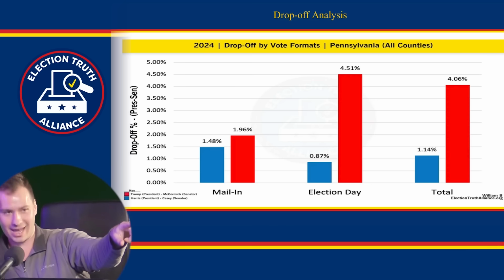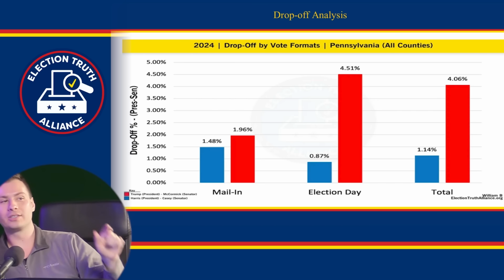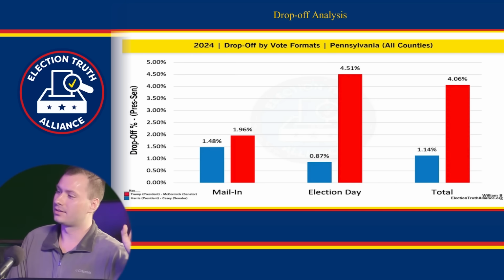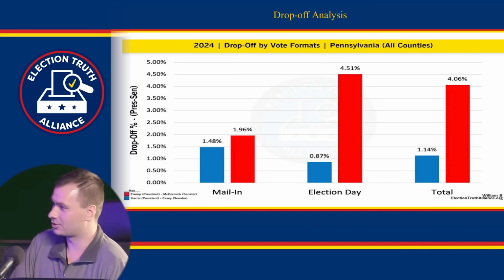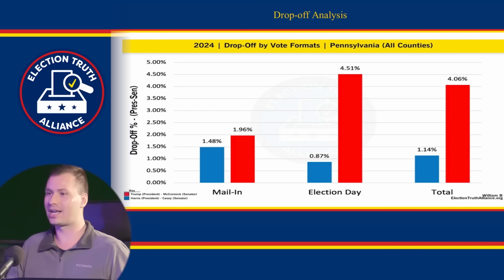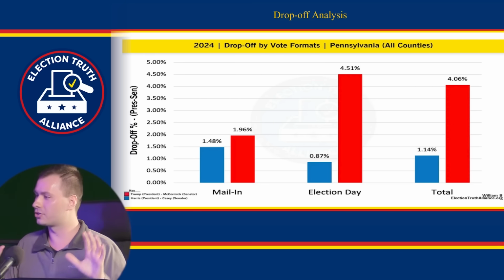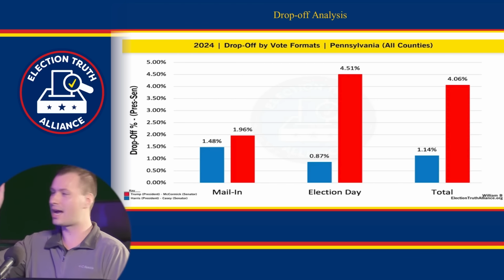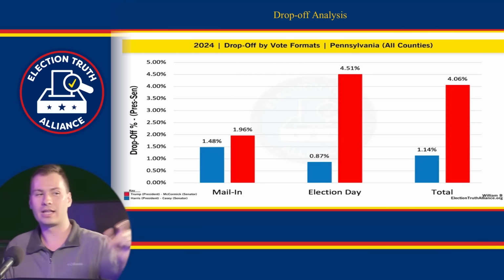Mail-in, that's about right. Both candidates get around 1 to 2%. This is consistent with past elections. This is consistent going back 100 years. This averages out. That is generally what you're going to see. Why? Because you get some really high, some really low. It averages. That's what we expect to see.